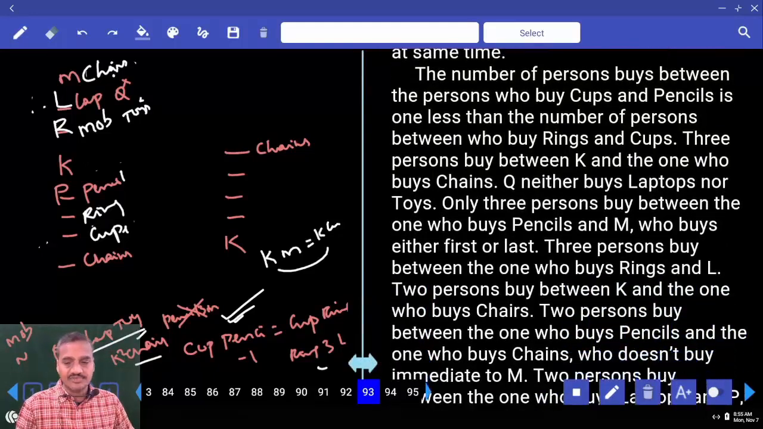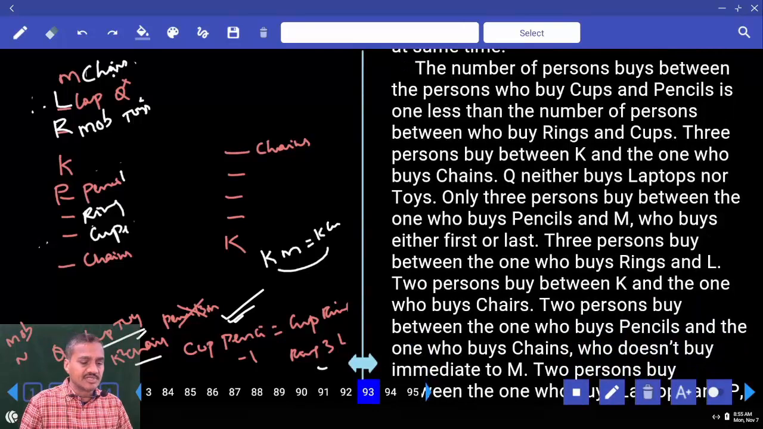Number of persons between cup and pencil. How many are between cup and pencil? Cup and pencil is 1 lesser than the number of persons between ring and cups. How many are between ring and cups? Ring and cups there are 2. And if ring and cups there are 2, here ring is here, 1, 2. Where should this cup be then? And chair M, L, R.